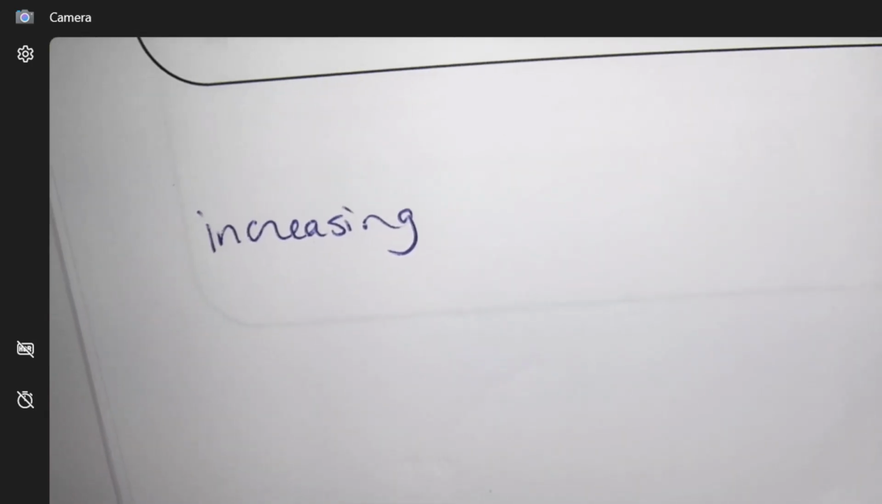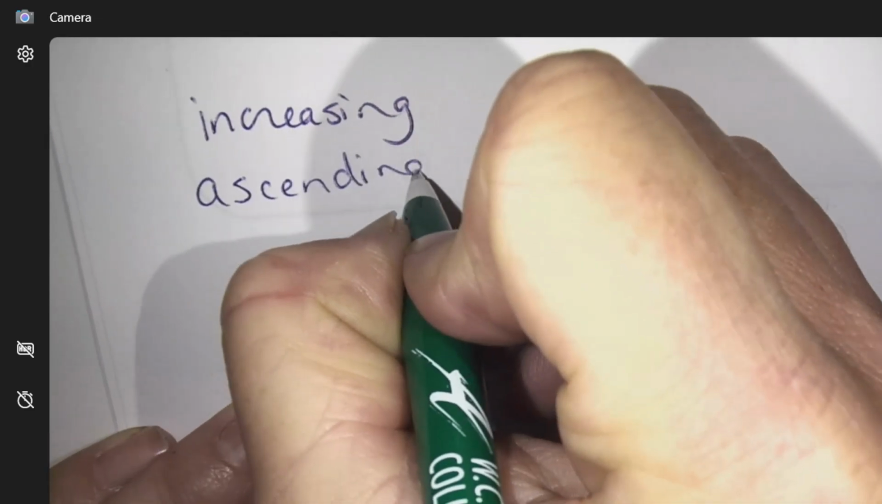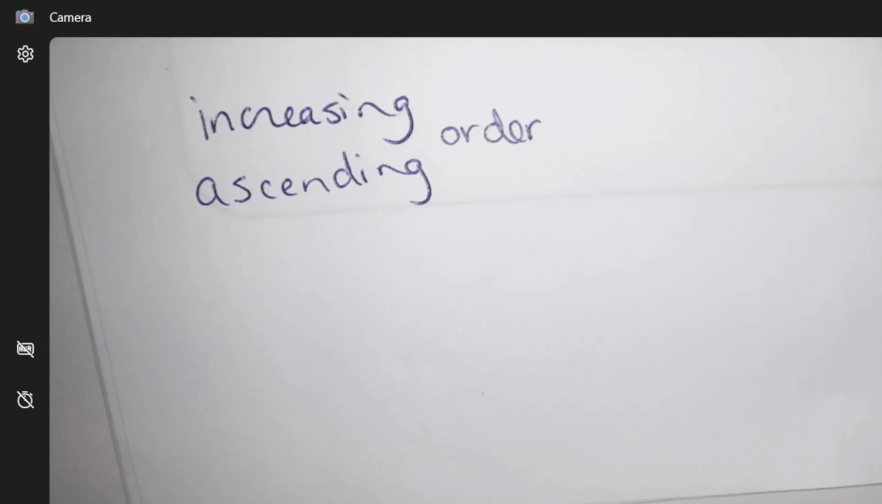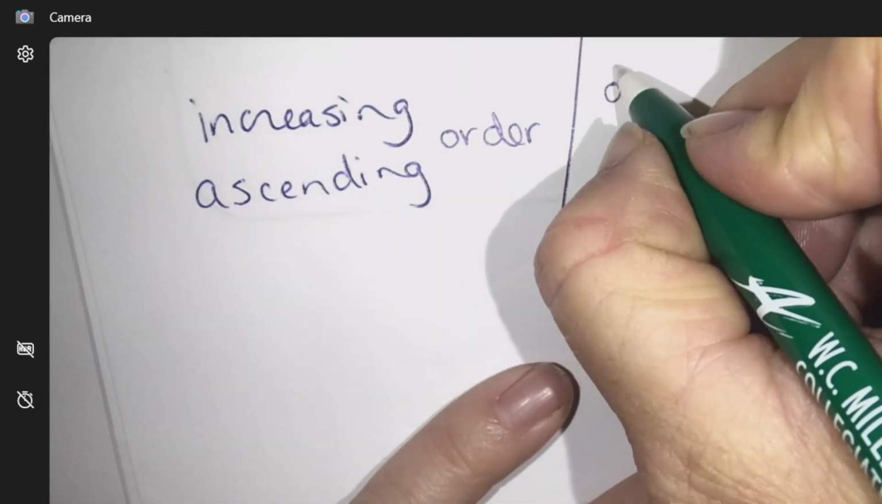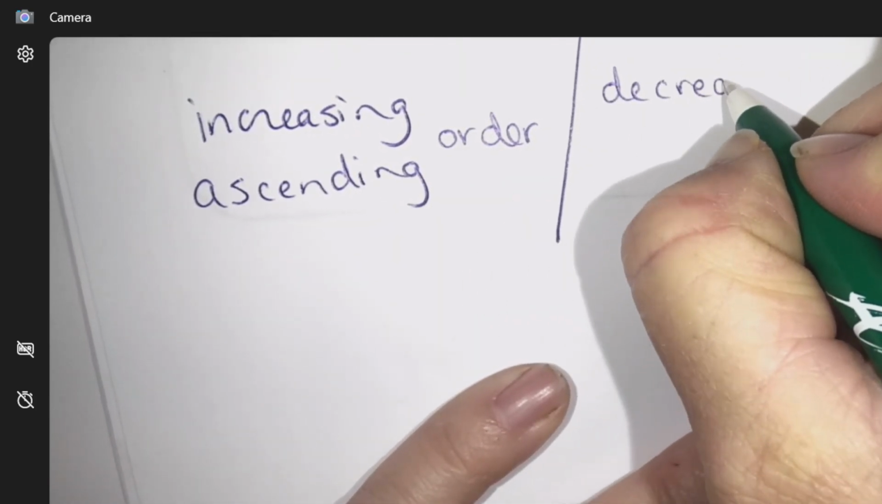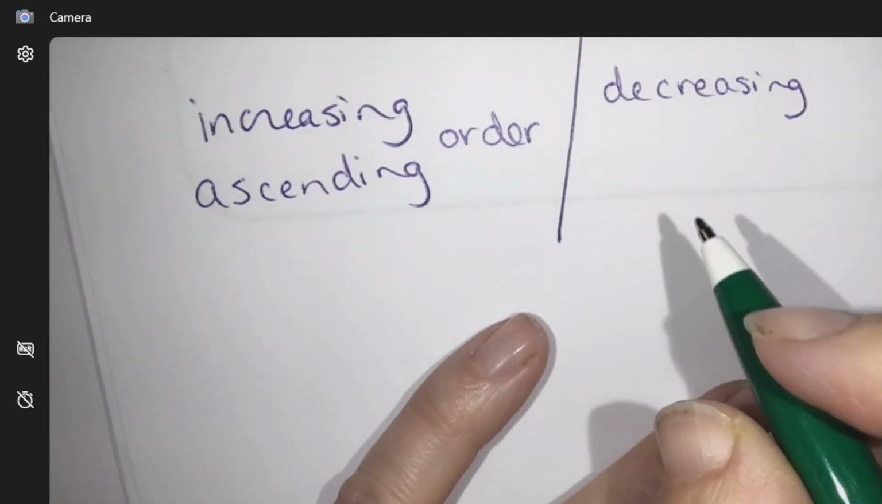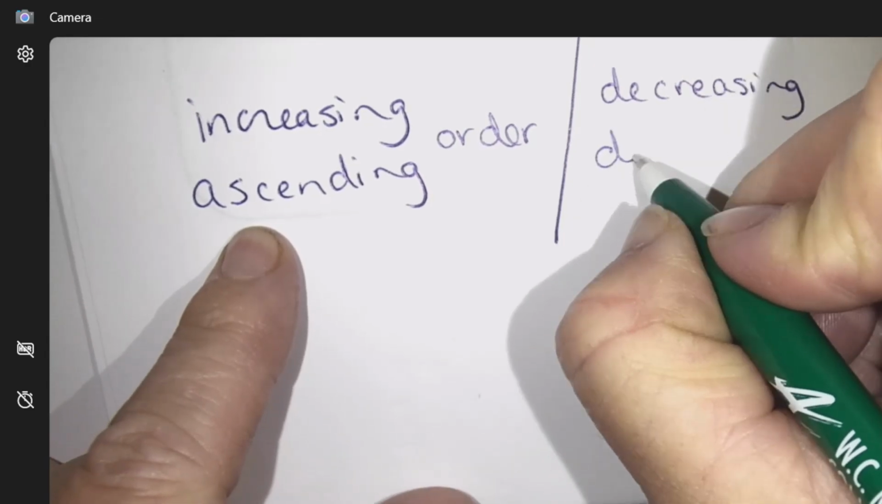Okay, you might see the word increasing, or the word ascending. Have you ever heard of that word? Ascending means to be going up. So that means the same thing. Decreasing. Or you might see the word... What's the opposite of ascending? Descending.